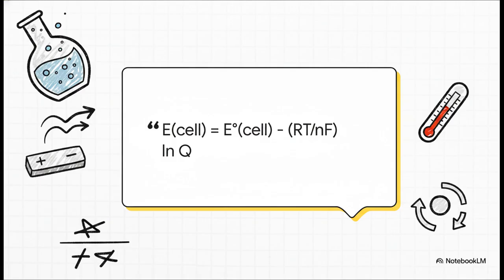But in the real world, and definitely in your harder exam questions, they rarely are. Enter the Nernst equation. This absolute beauty of an equation lets us calculate the actual cell potential, E cell, at literally any concentration. It takes the standard potential, E naught cell, and adjusts it based on temperature, the number of electrons transferred, and the reaction quotient, Q, which is just the ratio of product concentrations to reactant concentrations.